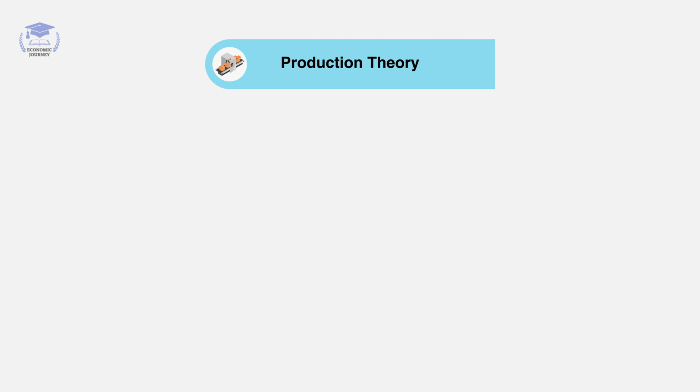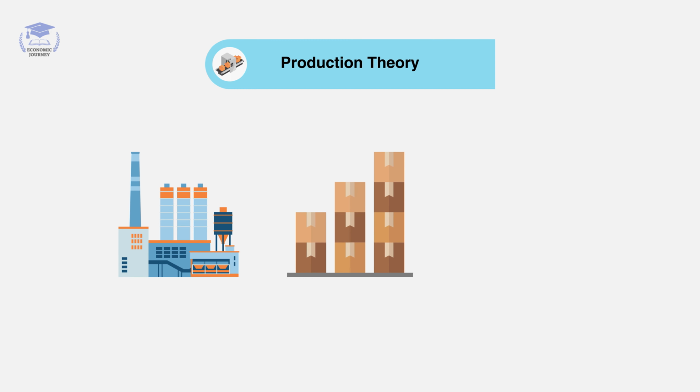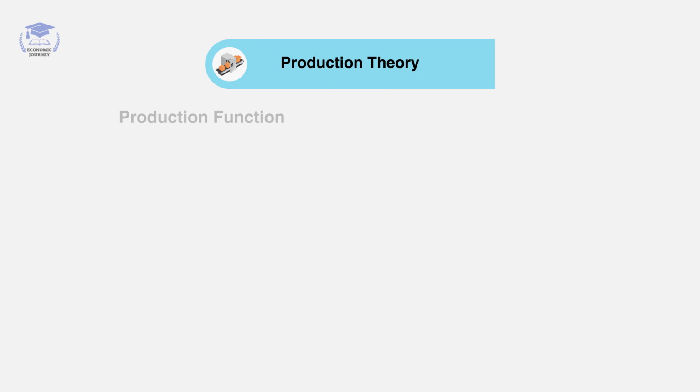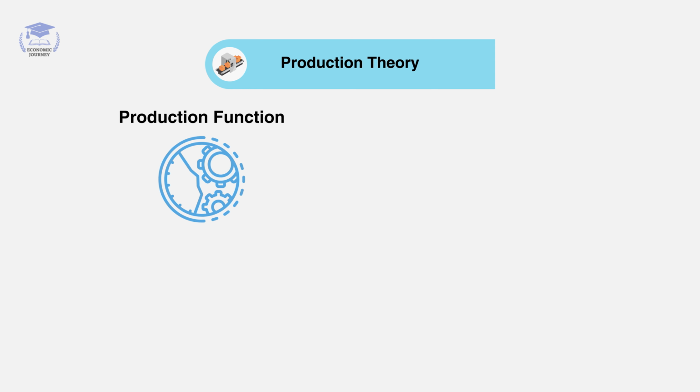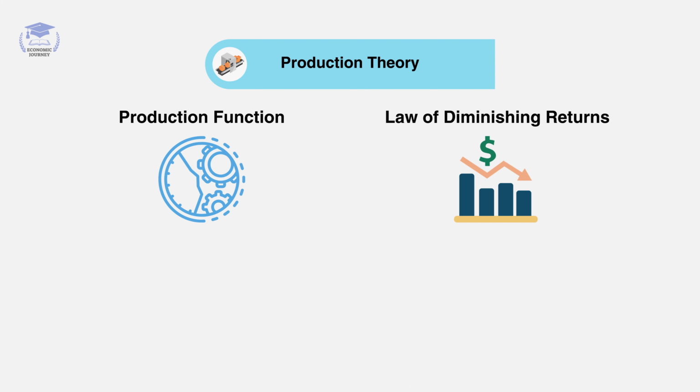Production theory examines how firms decide on the quantity and mix of goods and services to produce. It involves the analysis of the production process and the efficient use of resources. Key elements include production function. This describes the relationship between inputs, like labor, capital, and raw materials, and the output produced. Law of diminishing returns. This principle states that adding more of one factor of production, while holding others constant, will at some point yield lower per unit returns.